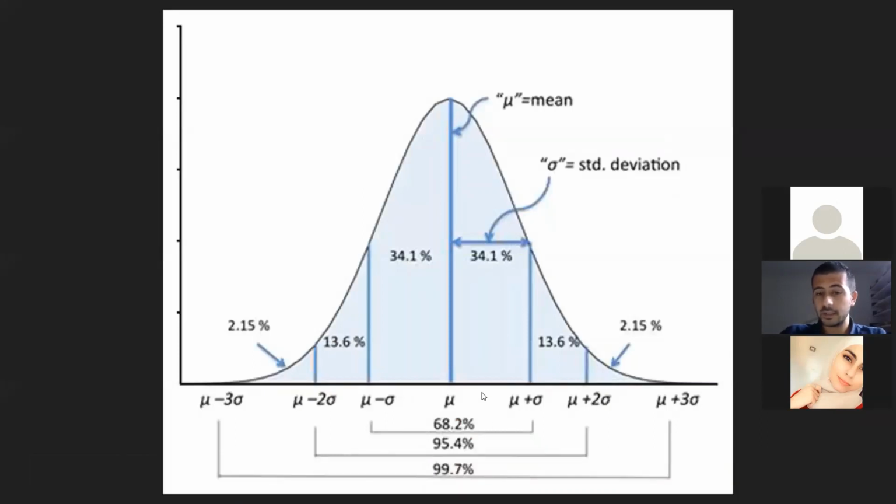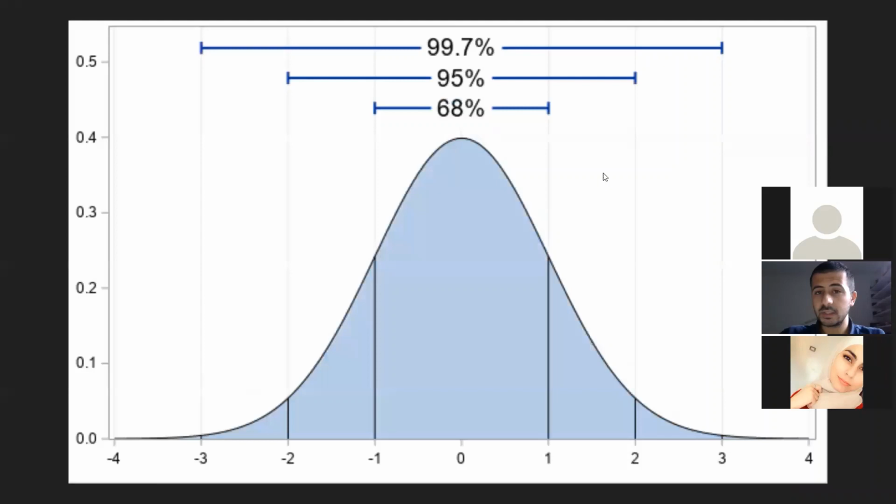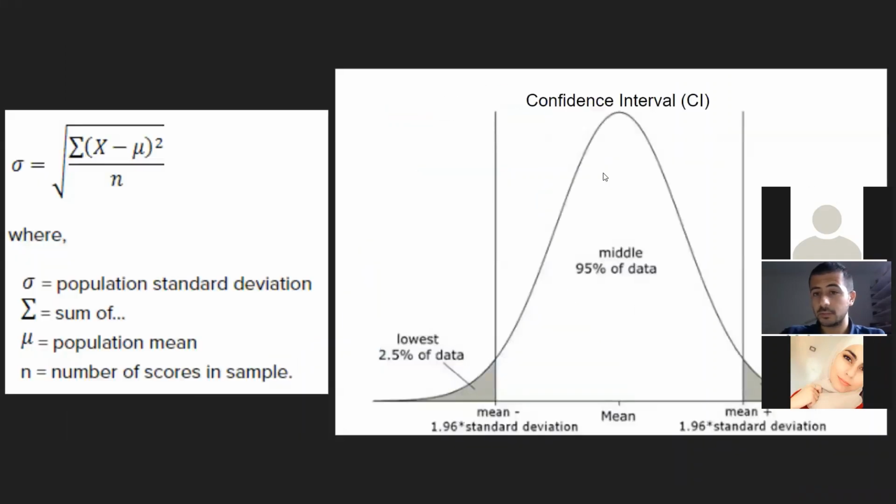The other thing is mu. Mu represents the mean. Usually with the mean I use standard deviation. What is standard deviation? Standard deviation is calculated in a very complex way, and we don't need to understand it because the program will calculate it for us.